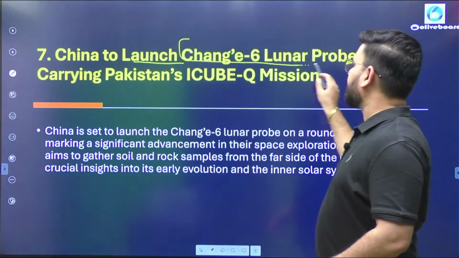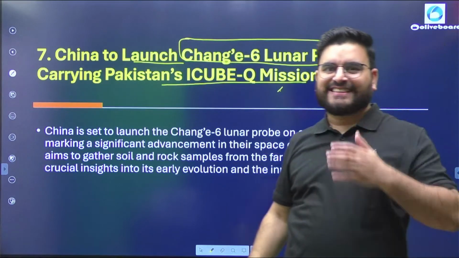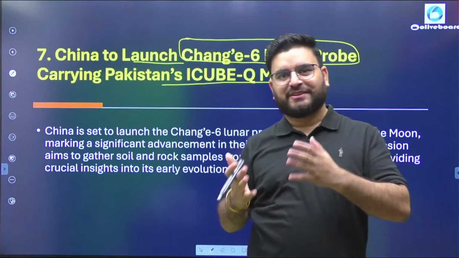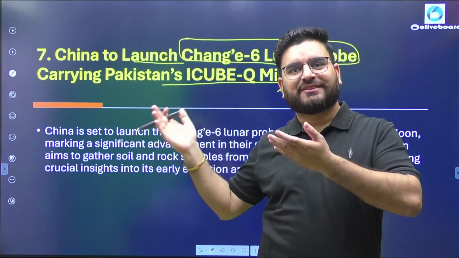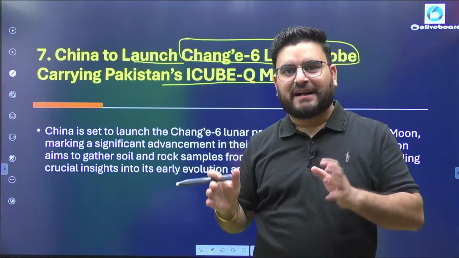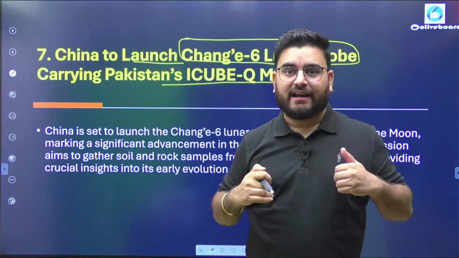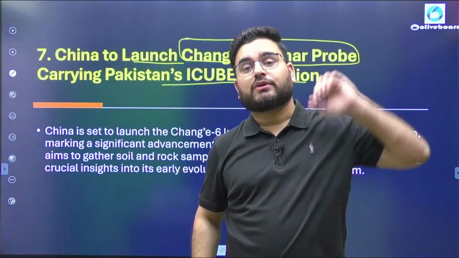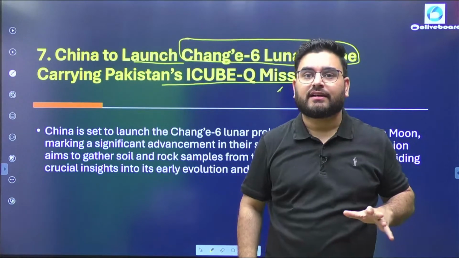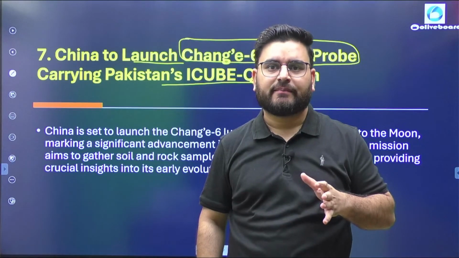China to launch Chang'e 6 lunar probe carrying Pakistan's ICAR mission. See, our favorite two countries, China and Pakistan, are now working together. China is helping Pakistan take their satellite into space because Pakistan as of now is not capable of this. But if we see India, we started our Chandrayaan missions in 2008 and we have already touched the southern region of the moon, right? This shows how India has improved in space.